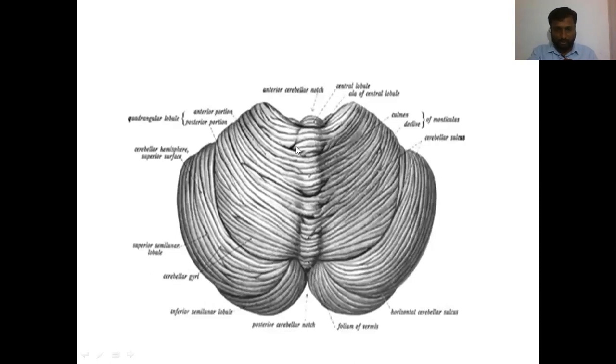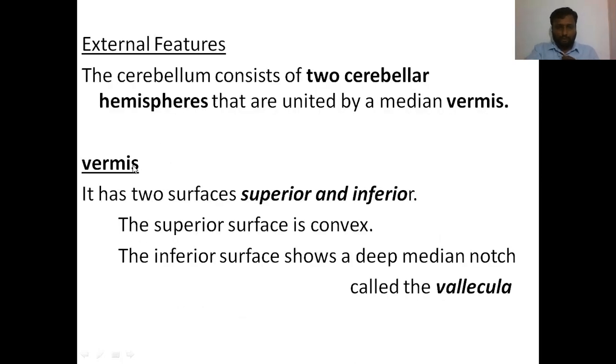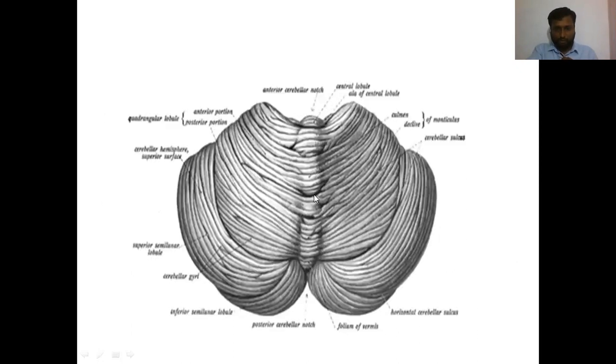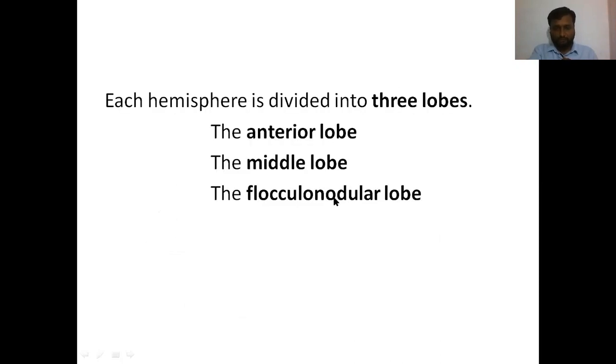One cerebellar hemisphere, and the opposite side cerebellar hemisphere. This worm-like structure is the vermis. Now we'll see some points of this vermis. The vermis has two surfaces, one superior surface and one inferior surface. The superior surface is convex. Here in this image we can see the superior surface. See, it is convex. The inferior surface is concave.